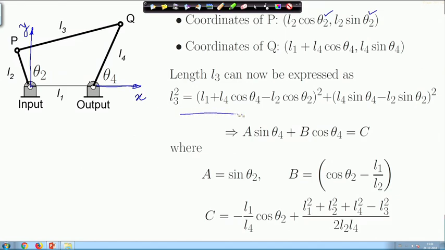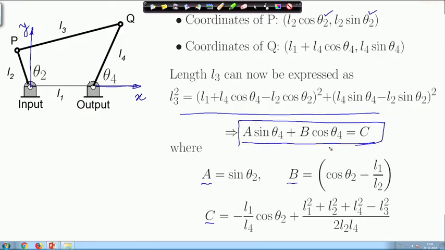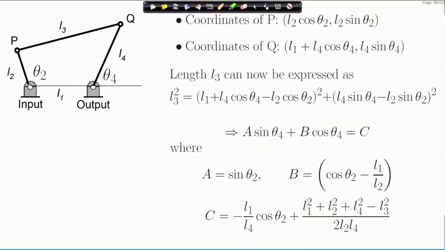Therefore, I have rearranged this expression in such a way that theta 4 is the unknown and these coefficients a, b and c are in terms of theta 2 and the other link lengths which are known. Therefore, a, b, c are known. We have to solve for theta 4 from this equation. Now, this equation can be solved in a number of ways, but if you have to find out the correct quadrant in which theta 4 lies, then we have to follow a certain procedure which I am going to show you now.